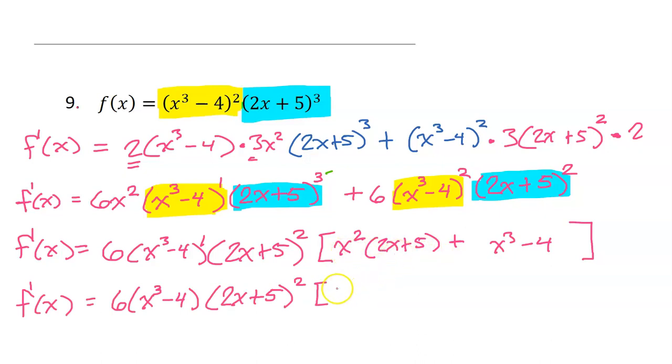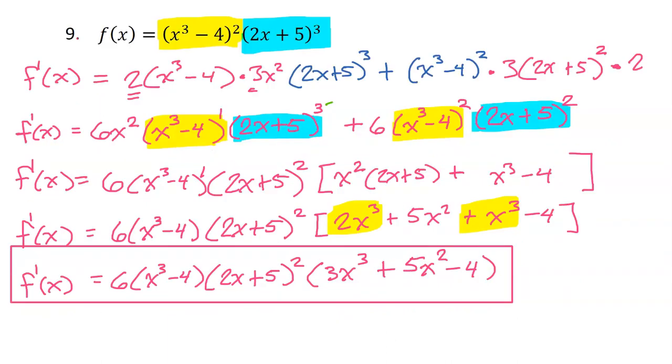x² times 2x will be 2x³. x² times 5 is 5x². And I bring down x³ minus 4. I'm looking for like terms, and I see that we do have 2x³ plus x³. So on the next step, this will become 3x³. So this is the final answer for number 9.